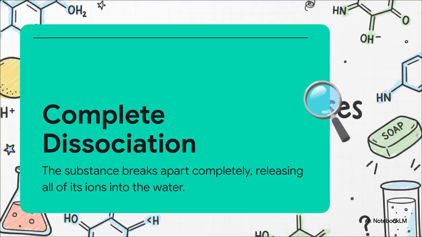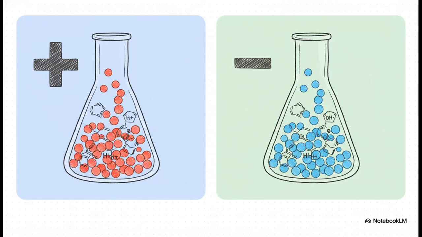So here's the formal term for it: complete dissociation. When something is strong, whether it's an acid or a base, it means that when it hits the water, every single molecule breaks apart. 100%, no holding back. Let's just look at them side by side. See? The behavior is exactly the same. Strong means they both break apart 100% of the time. The only difference is what they release. Strong acids give you that high concentration of H+ ions, while strong bases give you a high concentration of OH- ions.